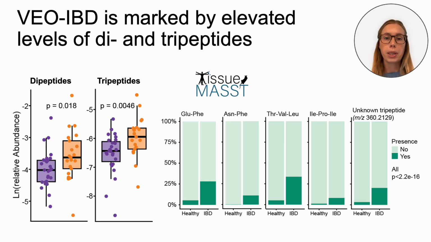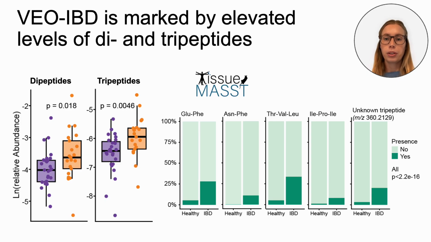We also explored the presence of these peptides in other publicly available metabolomics IBD datasets by searching them against TissueMast. TissueMast is a recently developed tool in our lab. It allows you to search MSMS spectra across publicly available metabolomics datasets with metadata on sample type and disease status. So for this analysis, we focused on human stool samples.